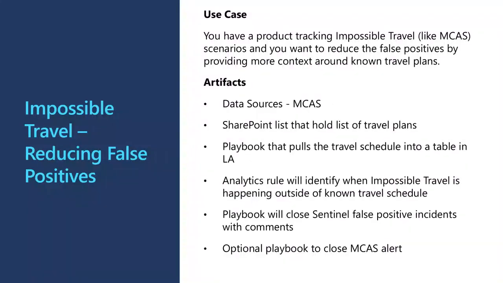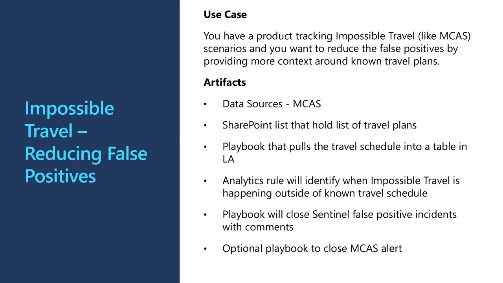So the third use case that we have is impossible travel, reducing false positives. This one I want to take a few minutes to explain. Today we have a really great tool called MCAS that will give you impossible travel results. But there are times where providing more context can eliminate some false positives.